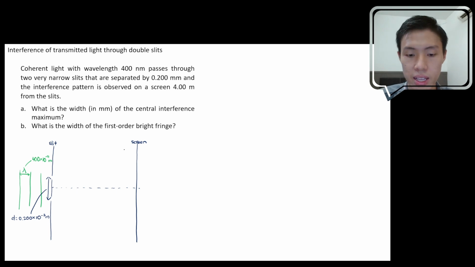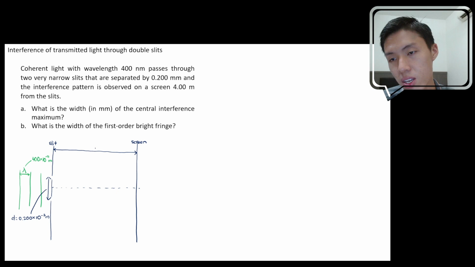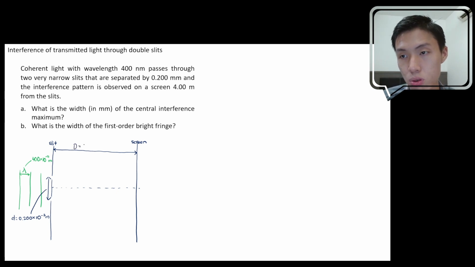Okay, then next, the interference pattern is observed on the screen 4 meters away from the slits. So from the slit, you move 4 meters away, that's where you see your screen. That is the distance between the slit and the screen, and we are going to call it big D, where big D is equal to 4 meters.